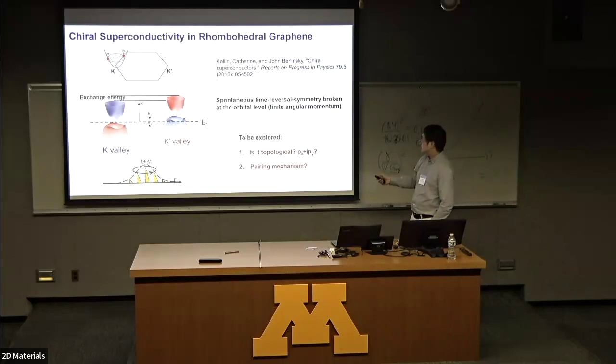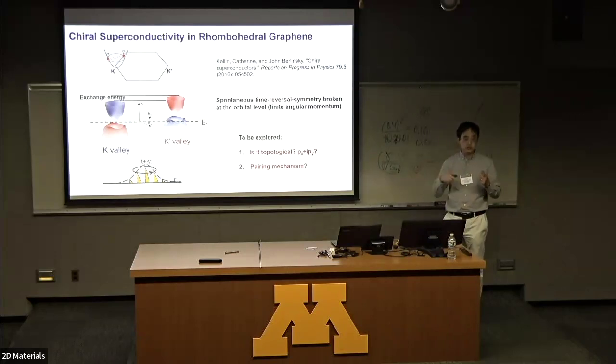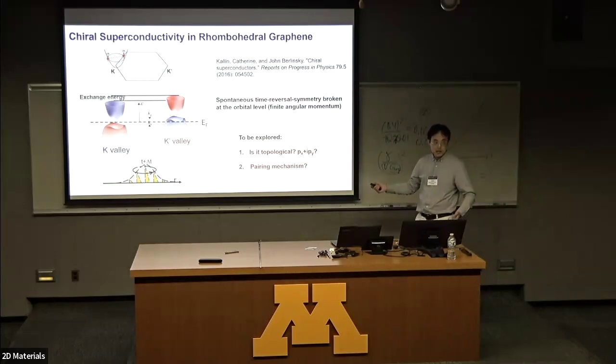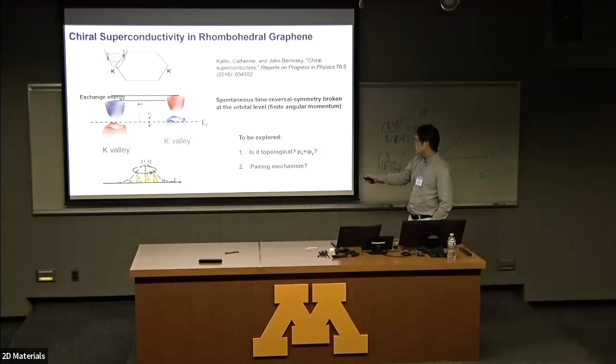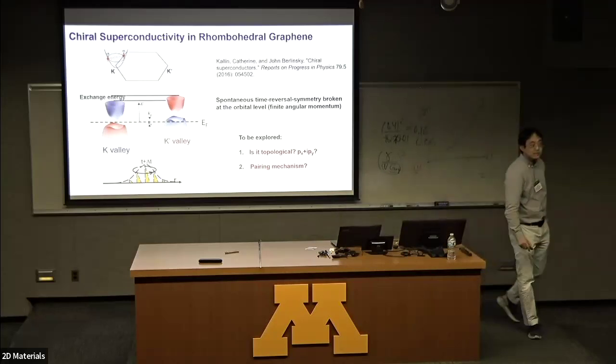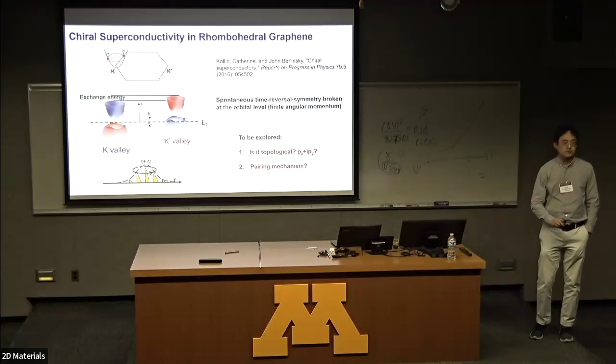Of course, you can ask, is this just chiral or is it chiral topological? The difference is whether the order parameter is just px or it's px plus or minus ipy. If it's the latter, it's topological. At this moment, we don't know. And of course, it should also be weak pairing.